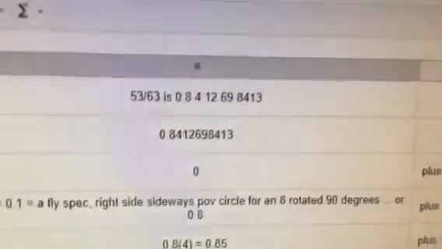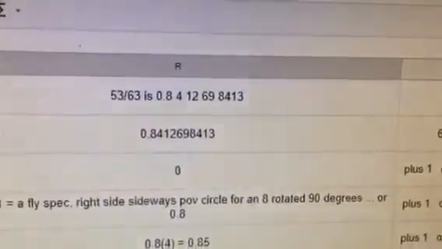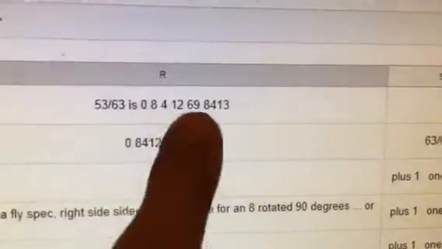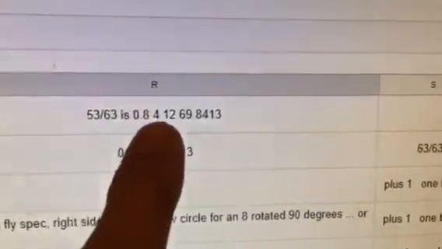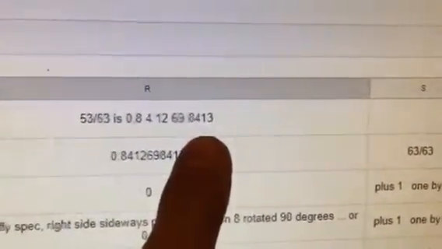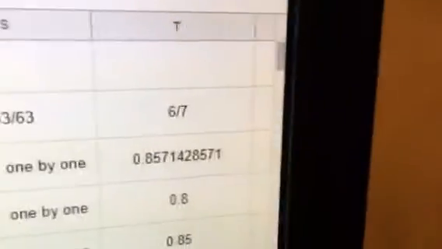But then I said, okay, what about 53 divided by 63? And I got 0.8412698413. Okay, and I broke it into little phonetics like this, and I was like, okay, you have a 1 by 1, you have a 1 by 1, you have a 1 by 2, you have a 1 by 2, you have 1 by 4. Makes sense to me.